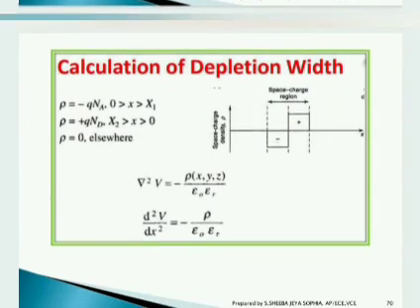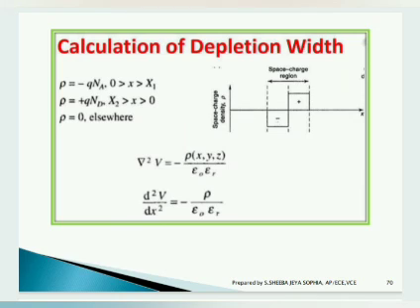And moving to the calculation part of depletion layer width. First, to find the calculation, we are going to find the value of rho. This rho value, as we have seen in the previous discussion itself, is equal to minus q into Na for the acceptor, that is the holes region, and plus q into Nd for the donor region.